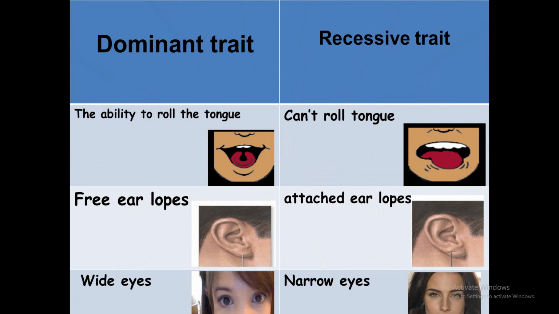Dominant and recessive in the human body. Example of a dominant trait in the human body, the ability to roll the tongue. But recessive cannot roll your tongue. Try it by yourself now. Okay, number 2. Dominant trait is free earlobes, but recessive trait is attached earlobes, as shown in the figure. Number 3. Wide eyes are considered a dominant trait, while the recessive trait is narrow eyes.